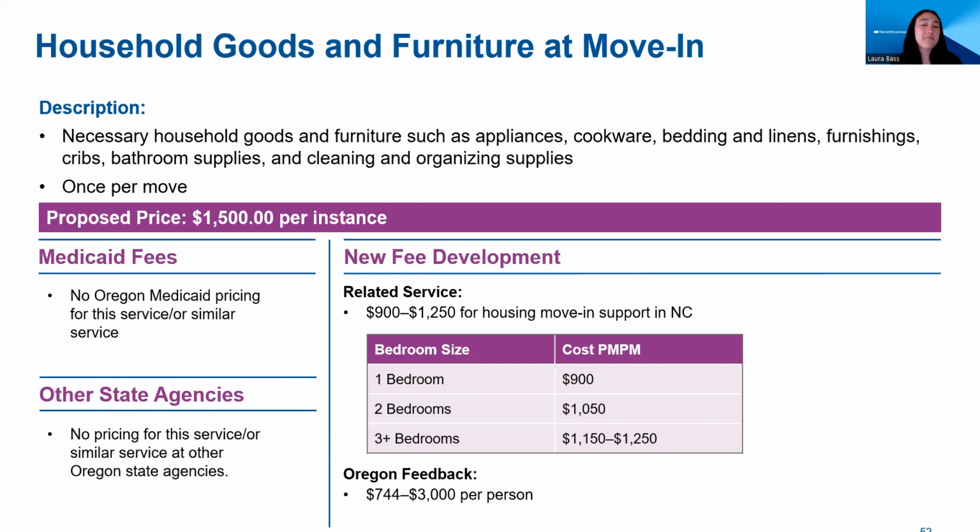And so given the many possible scenarios and needs, again, we're proposing here $1,500 per instance for the household. This is largely based on North Carolina's rate and covers much of the feedback that we've received so far.